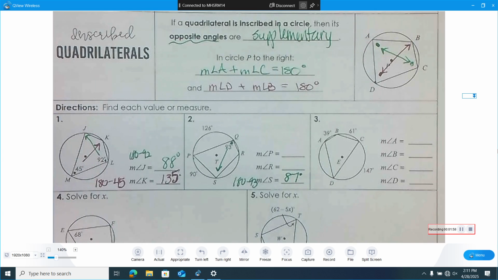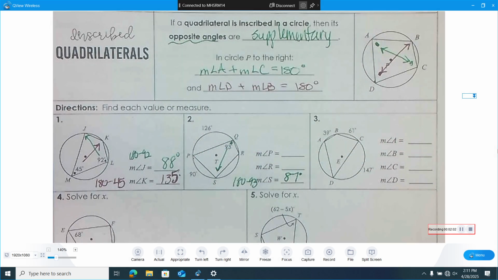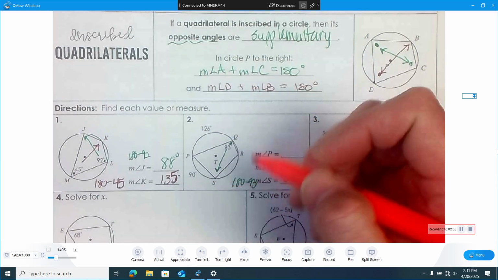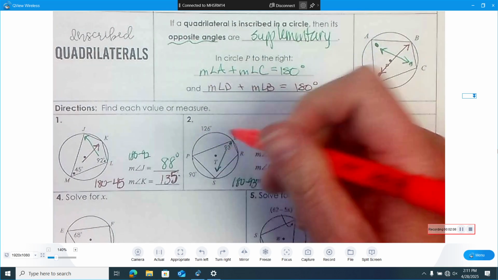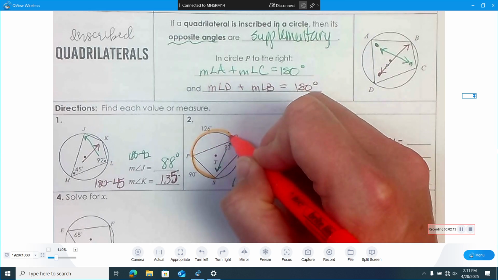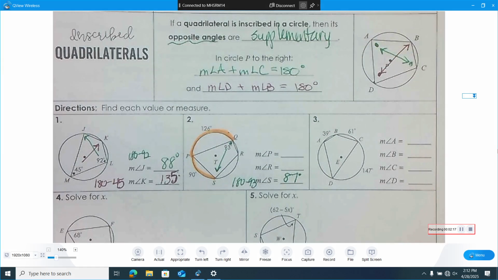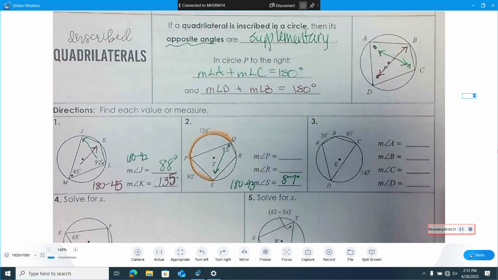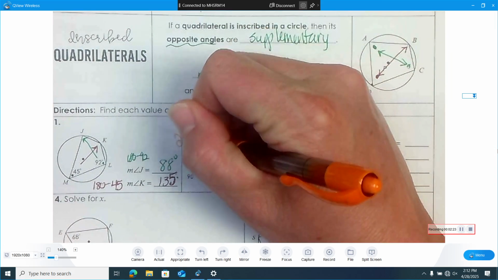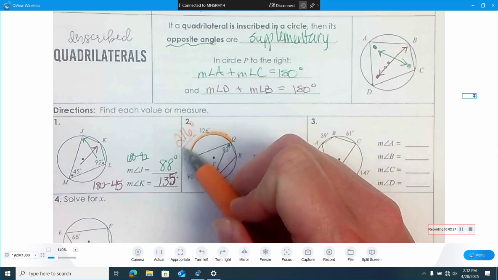But I don't have any more information inside my quadrilateral here. Vic, what do you got? There's arcs. We do have arc measures. So going from arc SP and arc PQ, what is that total arc there? 216 degrees. So 90 plus 126 is my 216.